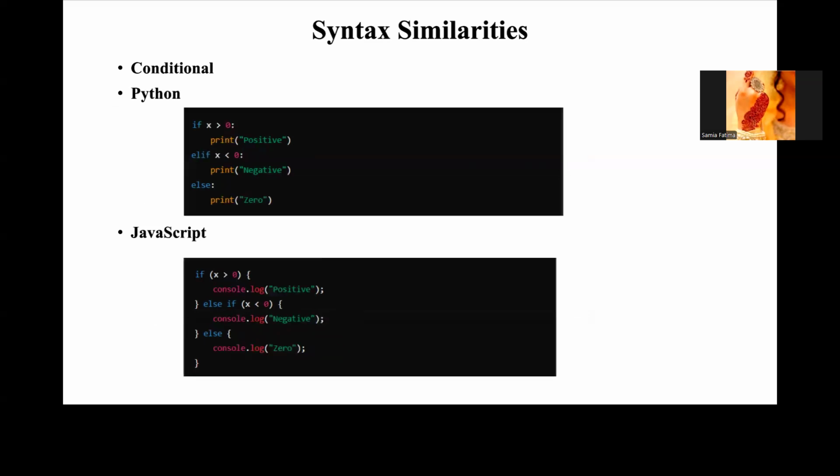Python simplifies this a bit with if, elif, and else. The print function handles output depending on x's value. And in JavaScript, we again use if, else if, and else with console.log displaying the message.